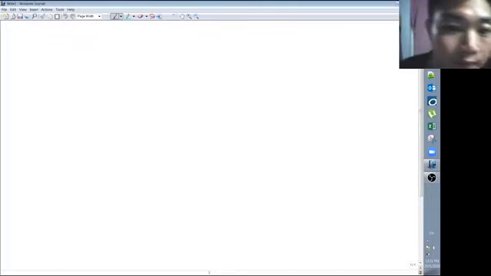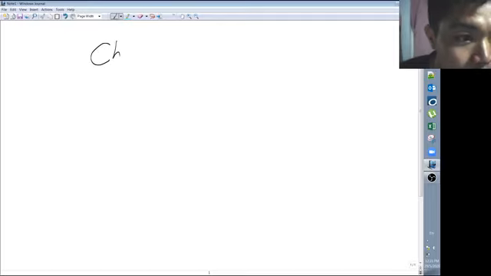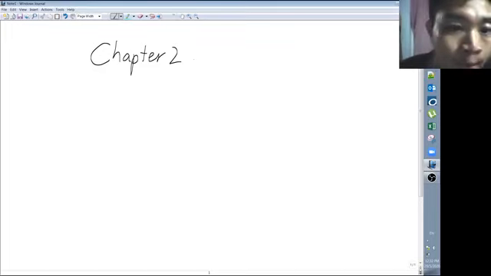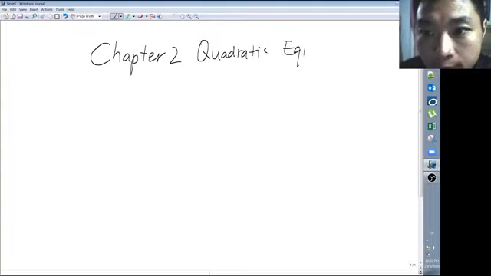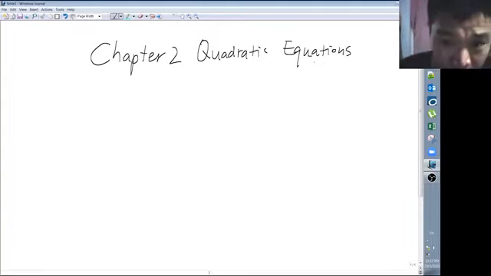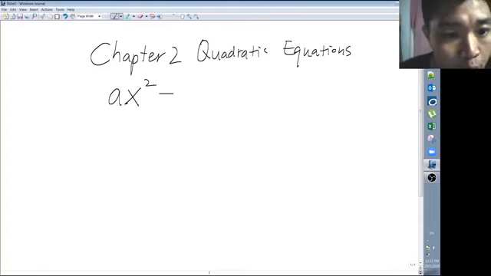Okay, so today I'm going to talk about chapter 2. This chapter talks about the concept of quadratic equation. Let me give you an example of a quadratic equation. The quadratic equation should be in this format, by the way.